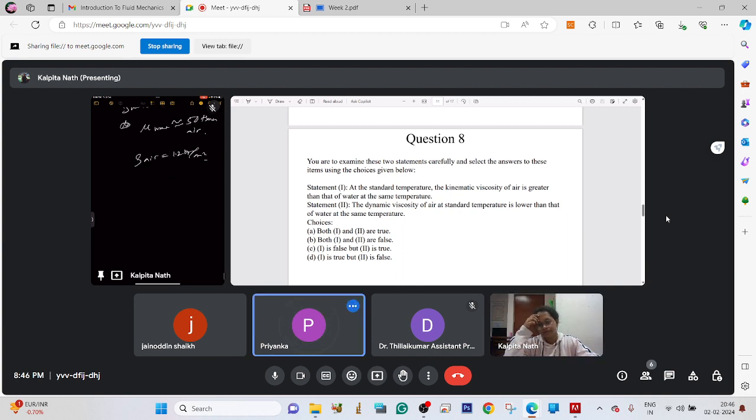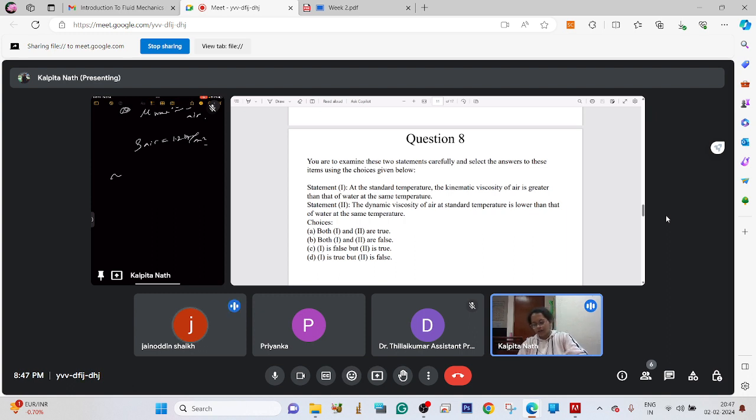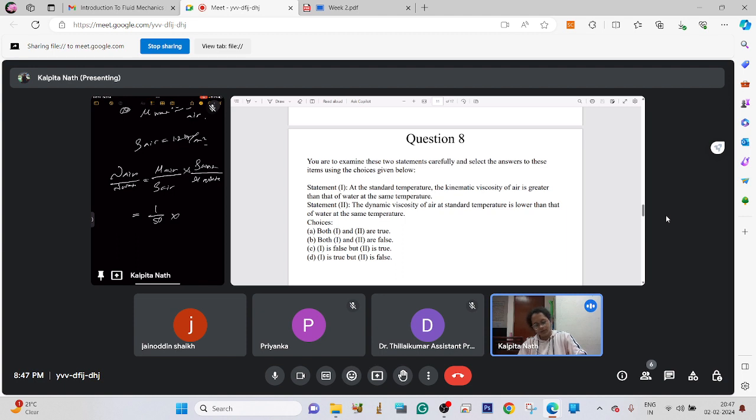Mu by rho, ma'am. Yeah, correct. So let us solve this. So nu air upon nu water we need, right? So this is mu air by rho air into rho water upon mu water. So this is 1 upon 50 as it is already given, into 1000 upon 1.2. So this will be 1000 upon 50, which is equal to 20.